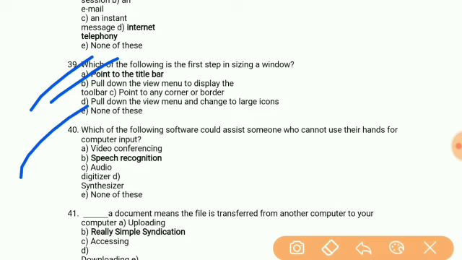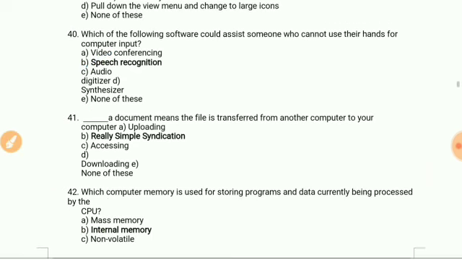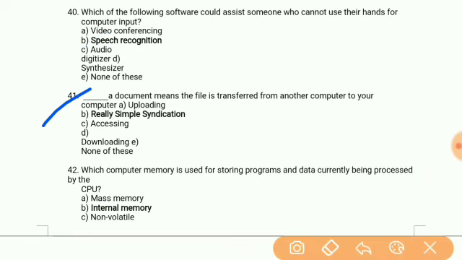Then which of the following software could assist someone who cannot use their hands for computer input? If someone cannot use their hands for computer input, the software they use is speech recognition. That helps.